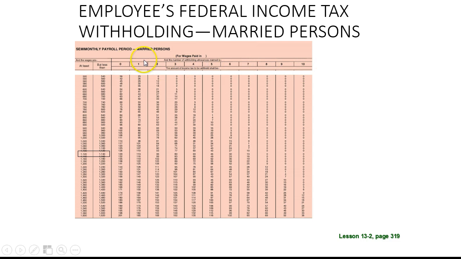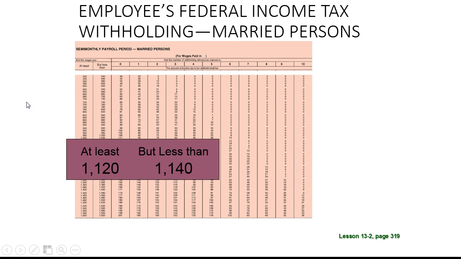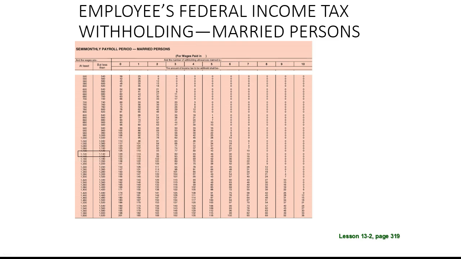Again, up at the top are the exemptions that they claimed on the W-4, and this is their total earnings in between this, and then you go across the graph. So again, just showing you between 1120 and 1140 with 4 exemptions, for Rick, this is the amount of federal tax we need to withhold. And I know you can't see this, but it says $63.